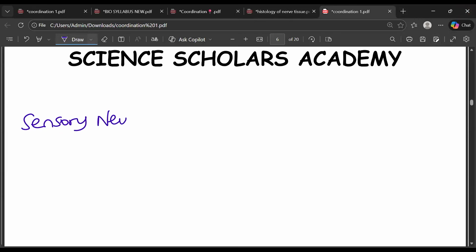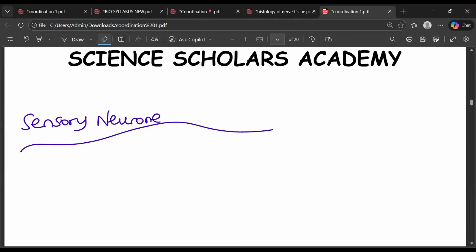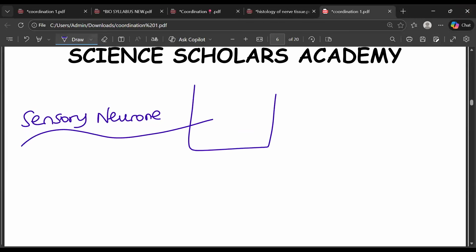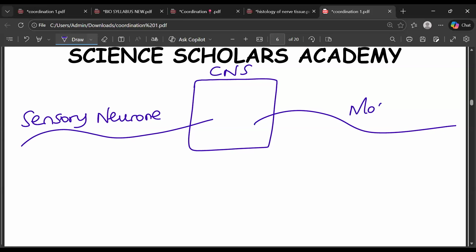We have what we call the sensory neuron, not so? And then it comes and enters the CNS. So I'm going to put here CNS, and then it leaves. So this one is what they call the motor neuron. I want to show you other synapses.